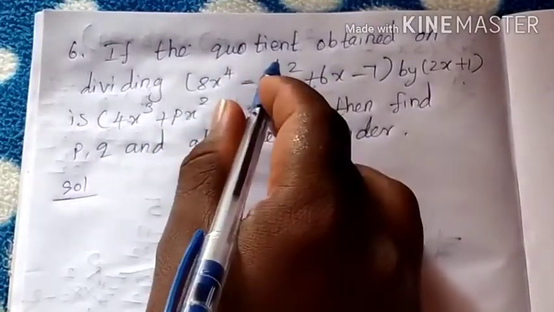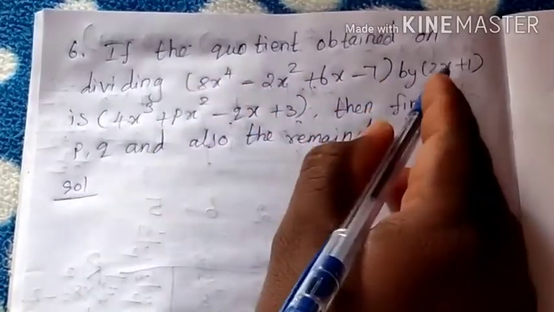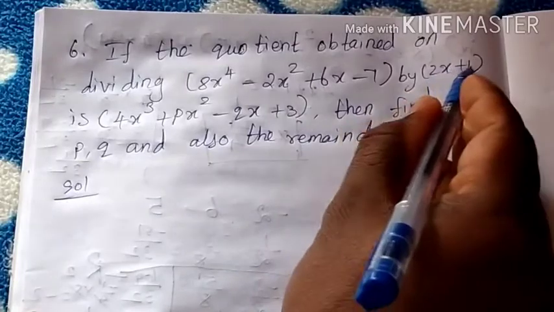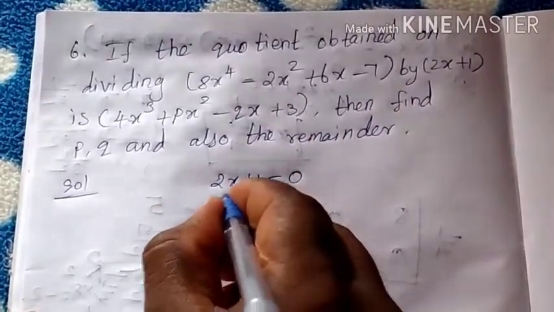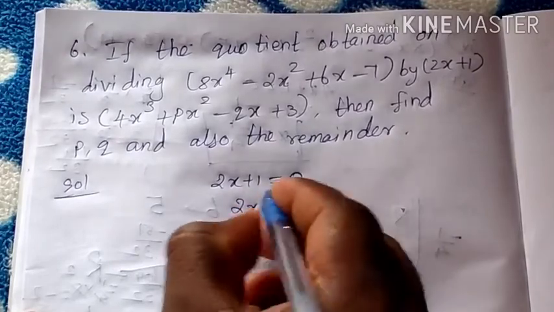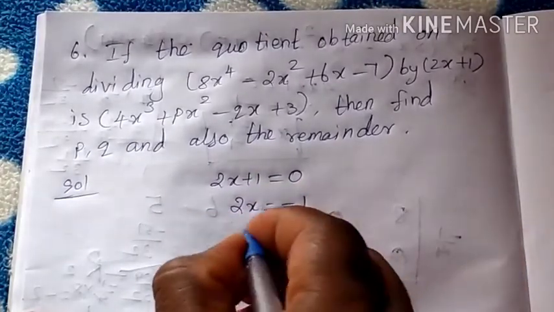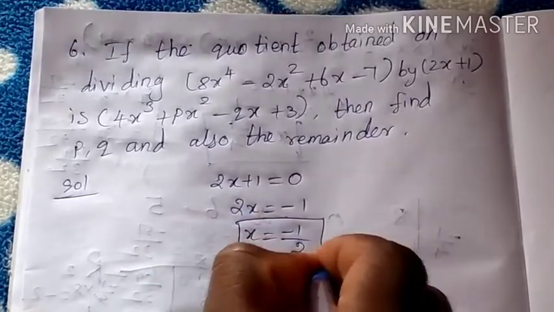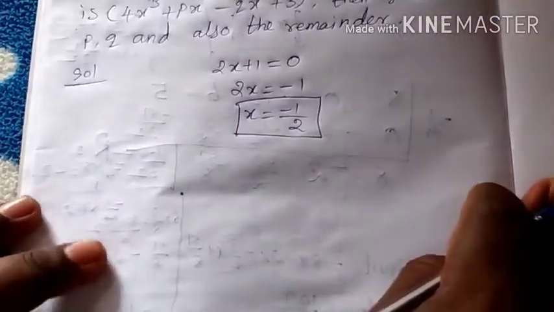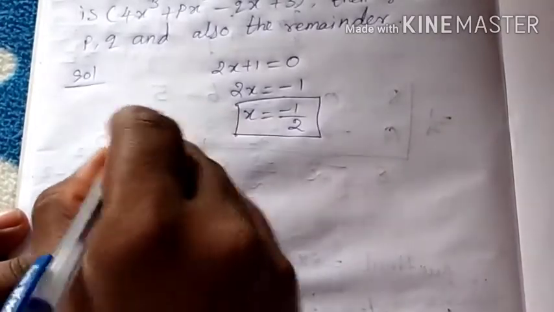is a given polynomial. Okay, first find the zero of the divisor. The divisor is 2x plus 1, so 2x plus 1 equal to 0. Find the value of x. 2x equal to, making the transposition, we get minus 1. x is equal to minus 1 by 2. Okay, now we get the zero of the divisor.